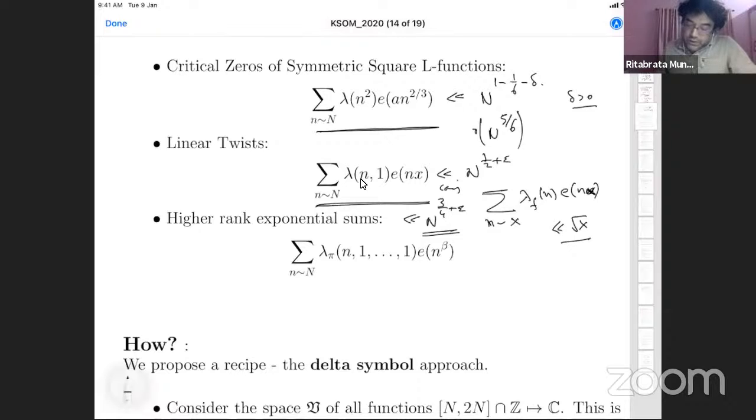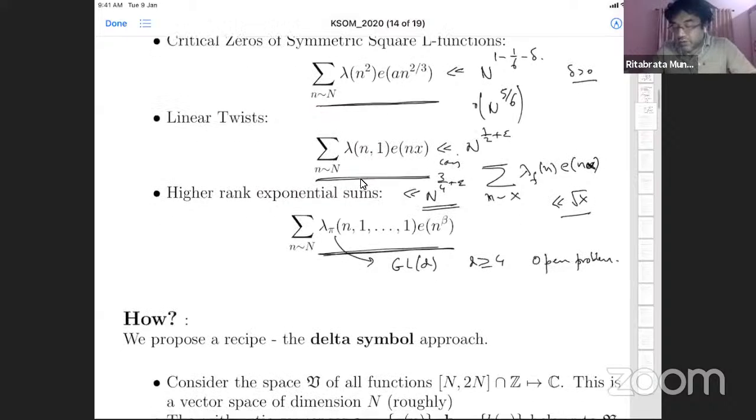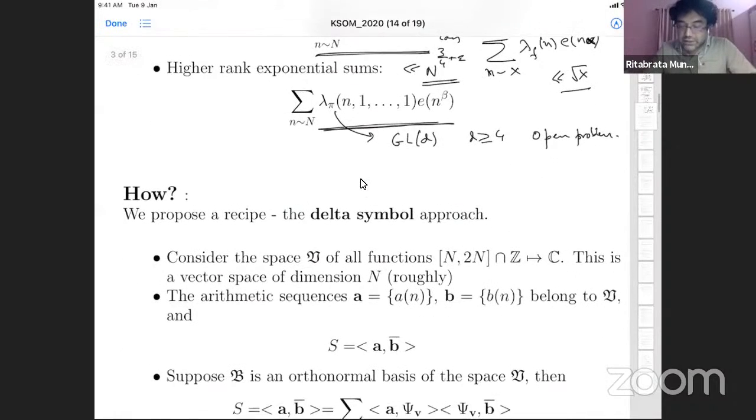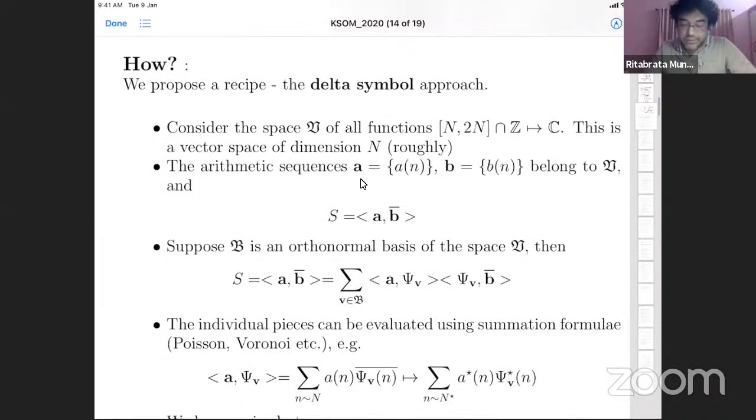And if you want to look at higher rank exponential sums, these are correlation sums of this type. Here, if you're looking at a GL(d) form π, then for d greater than or equal to 4, this is completely open. There is no non-trivial bound known in such cases. There's a range for beta where you can just trivially get some bound, but you really want to push beta beyond the trivial range, and nothing is known for GL4 and beyond.